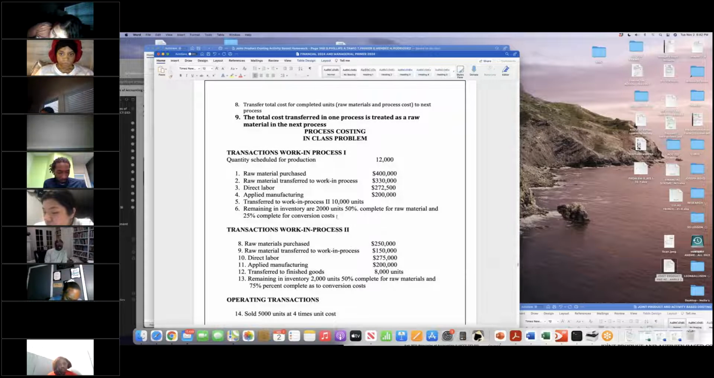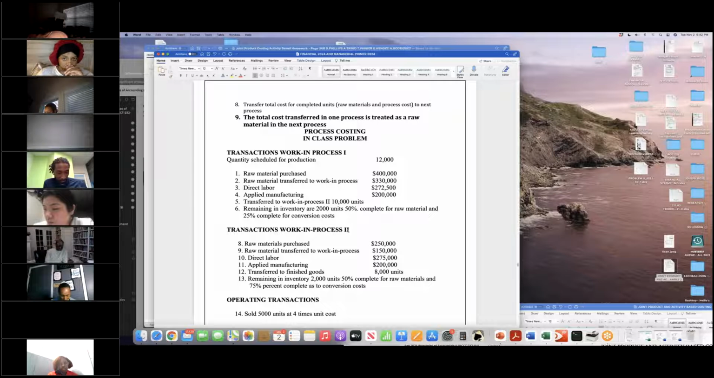So let's look at this problem. They were scheduled to do 12,000 units. They purchased raw material 40,000 in process 1, transferred in 330, 272, and 200. They finished 10,000 units, remaining in the inventory of 2,000 units, 50% complete for raw materials and 25% complete for conversion costs. How much are we going to transfer out?